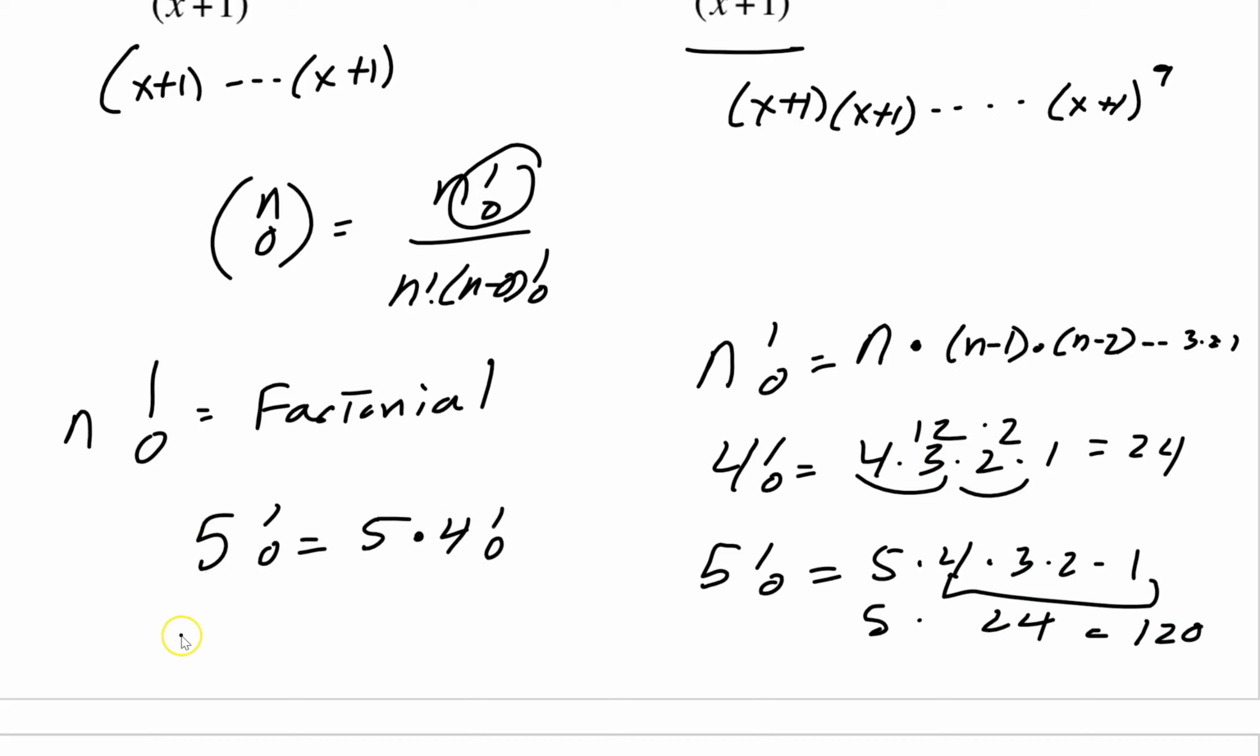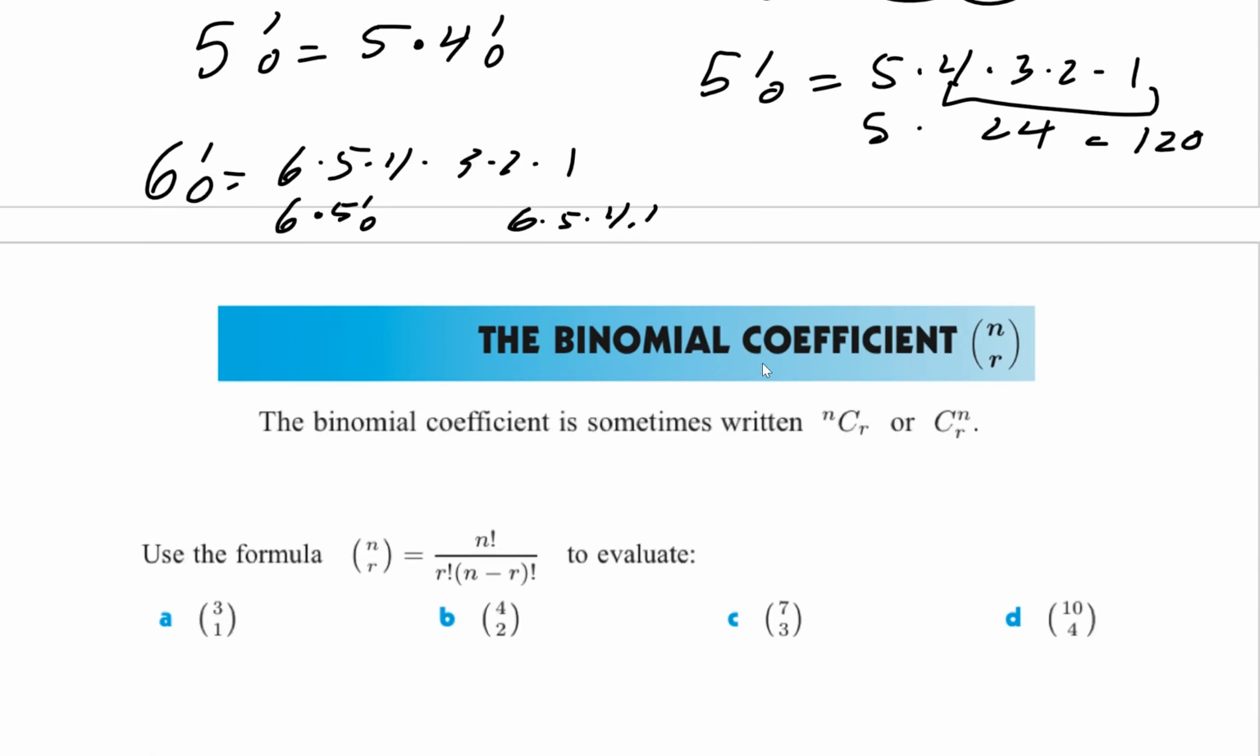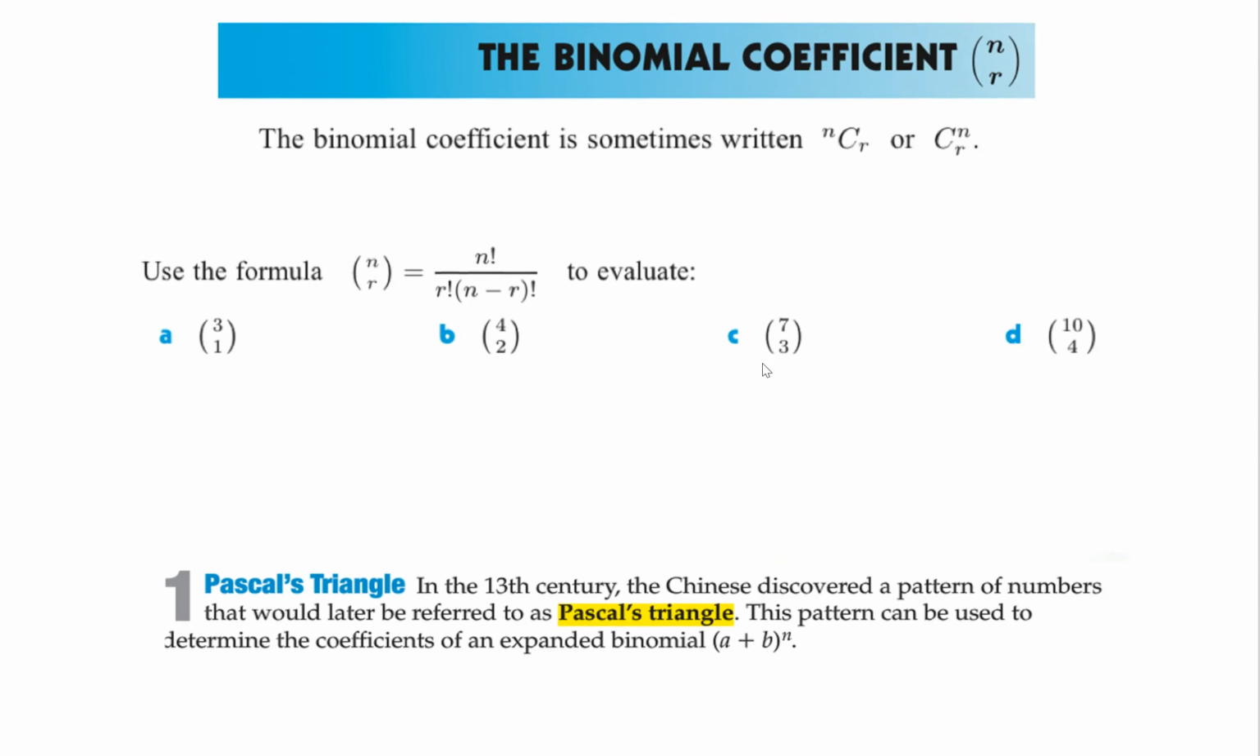You just multiply all numbers down. So 6 factorial would be 6 times 5 times 4 times 3 times 2 times 1. Also, 6 factorial is the same thing as 6 times 5 factorial, or 6 times 5 times 4 factorial. All means the same thing. Okay, why is that important? Because that's how we simplify this part.